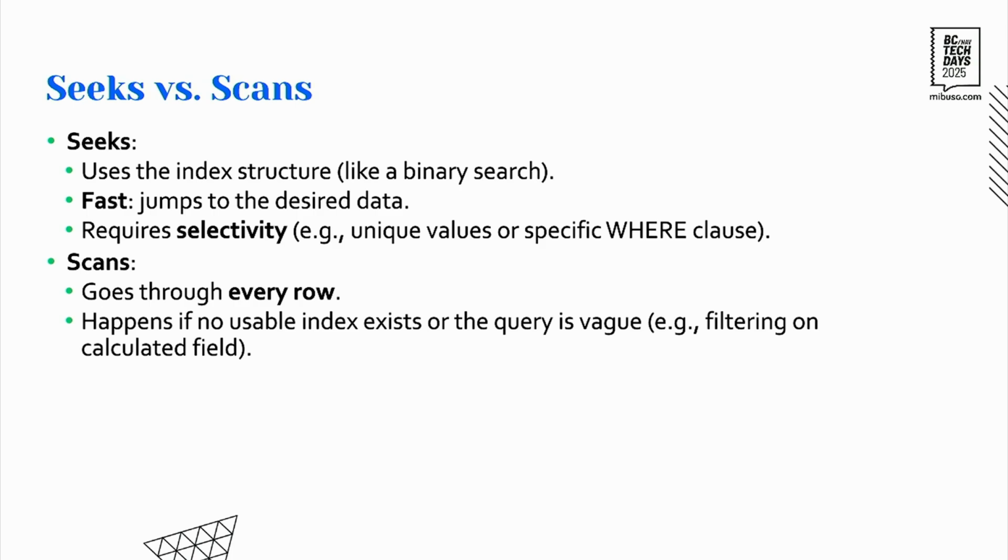Okay, then two more words we need to talk about first. We have seeks and we have scans. Now the seek, as the word suggests, is searching data, not scanning everything. So a seek uses the index structure, like a binary search. It's fast because it can make use of the index tree structure and jump to the desired data, as opposed to just reading through everything and searching that way. So it's really using the index, but it requires selectivity, so we have to have a filter or something to even be able to have a seek on SQL Server.